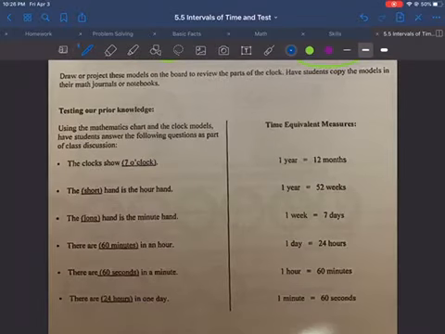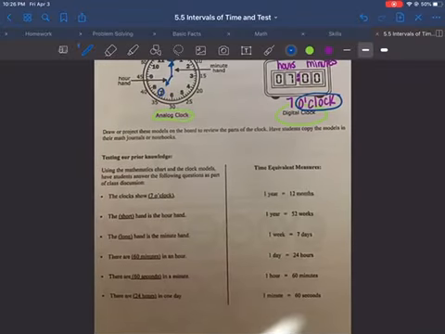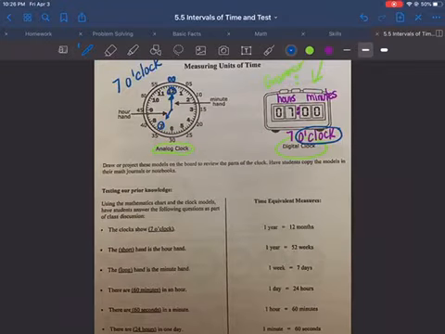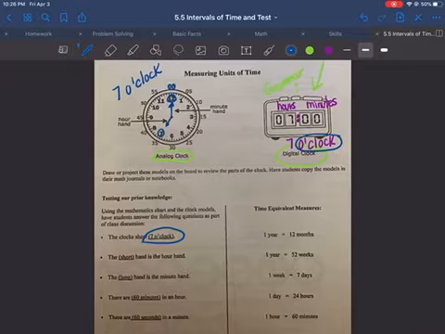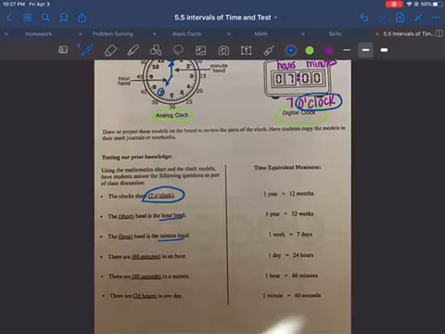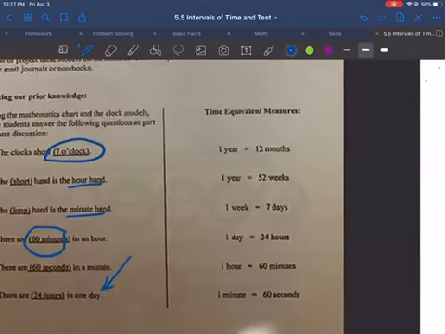Okay, so I do want to talk about your prior knowledge. Basically, the clock shows it's 7 o'clock. Both of the clocks were showing 7 o'clock. The short hand is the hour hand, which is what we just talked about. The long hand is the minute hand. And there are 60 minutes in 1 hour. This is very important. 1 hour equals 60 minutes. There's 60 seconds in 1 minute, and there's 24 hours in 1 day.